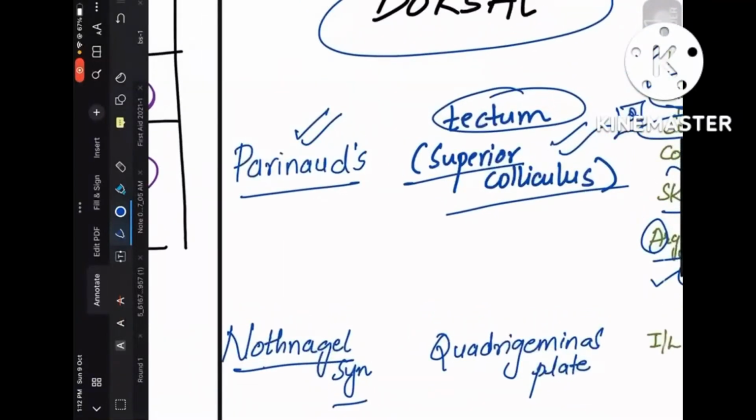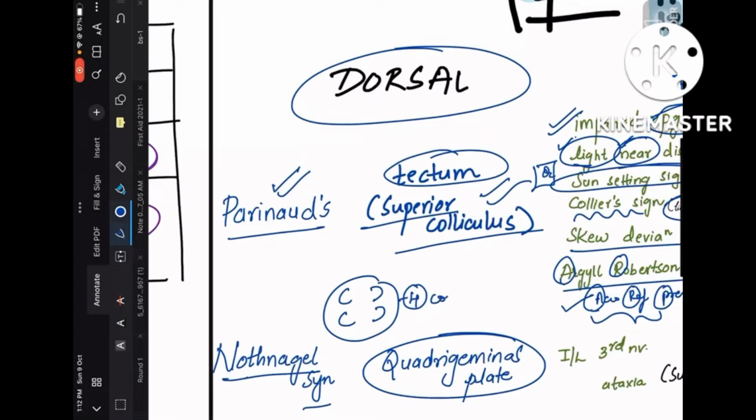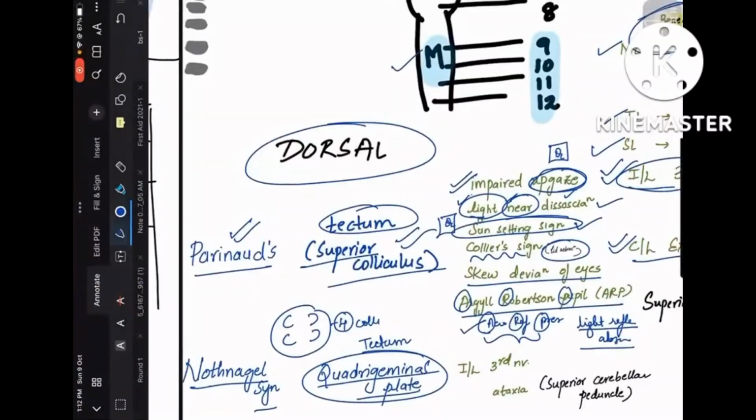Coming to Nothnagel syndrome, it occurs in the quadrigeminal plate. Quadrigeminal plate is nothing but the superior and inferior colliculi on both sides, the 4 colliculi together, right? So that is the quadrigeminal plate, which constitutes the tectum of the midbrain. So that leads to ataxia and ipsilateral third nerve palsy. So that is regarding Nothnagel syndrome. The important word here is ataxia because the superior cerebellar peduncle is also involved in Nothnagel syndrome.